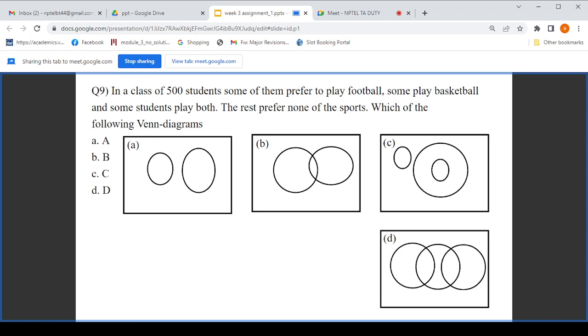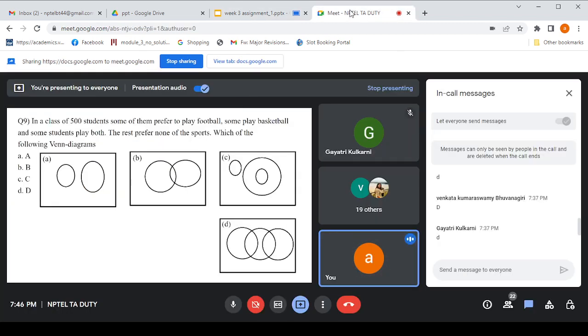So please tell me, anyone, which one of these is the correct Venn diagram representation of the above mentioned problem. In a class, 500 students. Some of them prefer to play football. Some of them play basketball. Some of the students play both. The rest prefer none of the sports. Which of the following Venn diagrams can represent it? So please give your response.